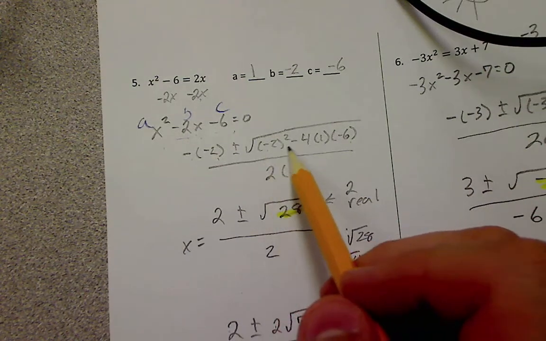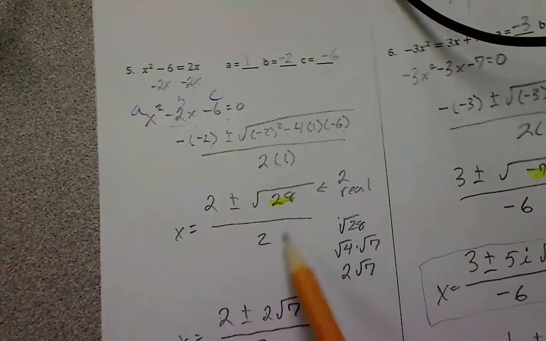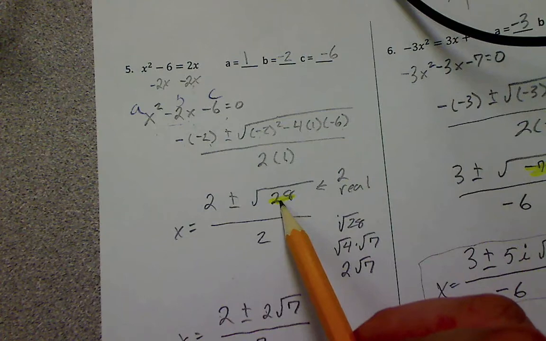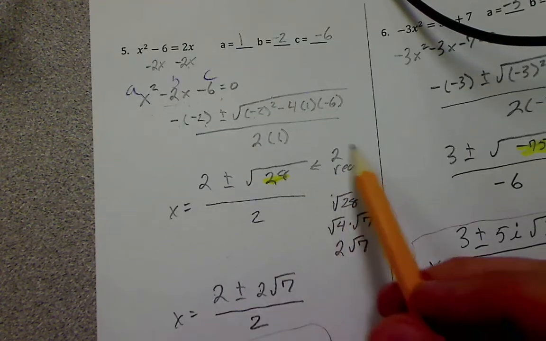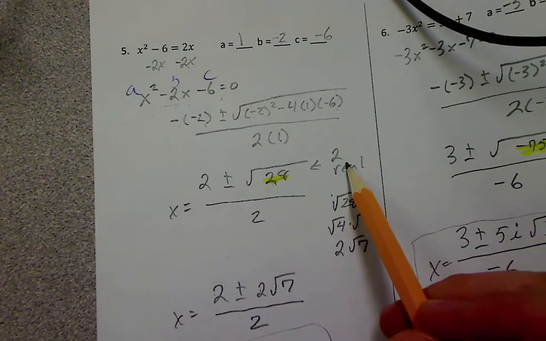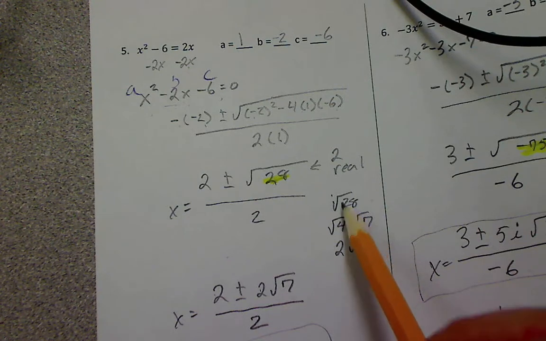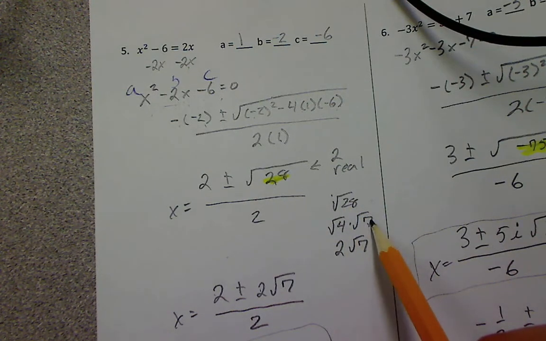Okay. Make sure you use parentheses in these to find my discriminant. My discriminant value is 28. It means I'm going to have two real solutions when I'm all said and done. 28 does break down into 4 and 7. So root 4 and root 7.